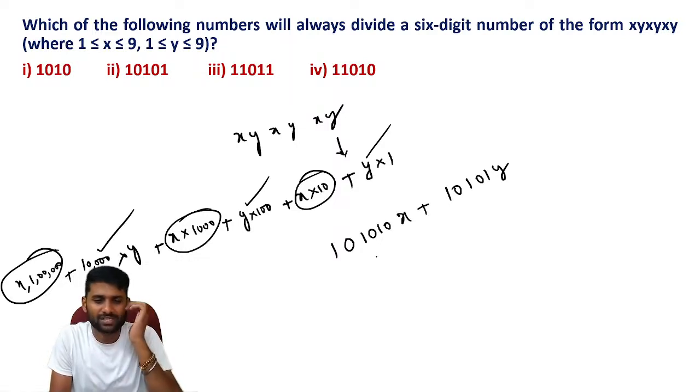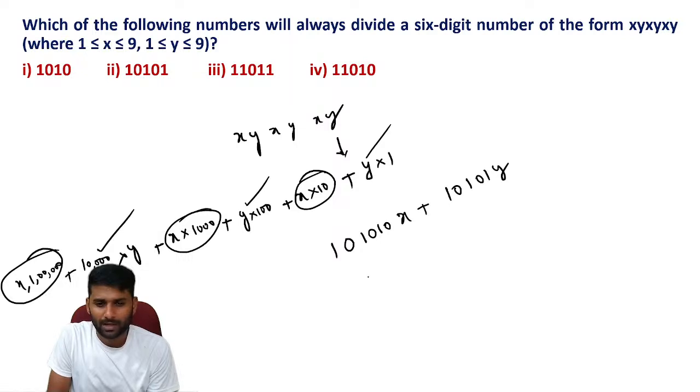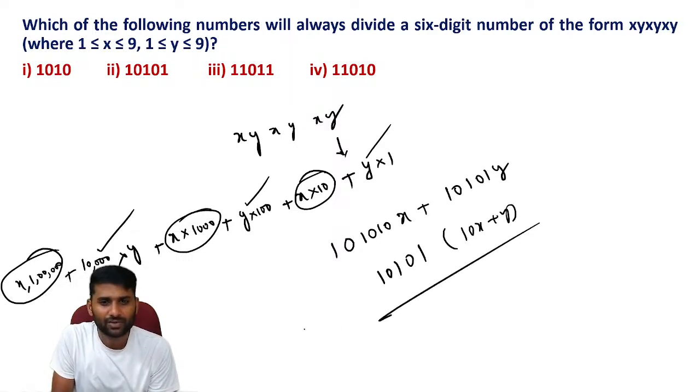This is 10101x. Now if you go through that, 1 is common, then it is left with 10x plus 1. Now here the question, it is always divisible by 10,101, which is the correct answer.